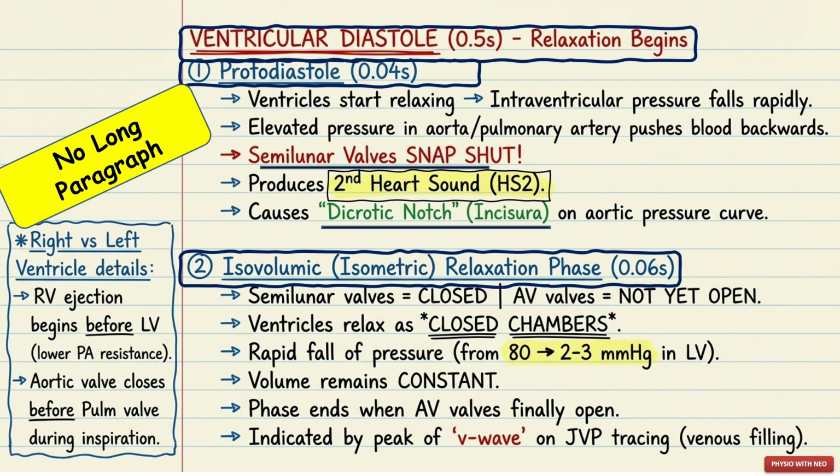The second phase is the isovolumic relaxation phase, about 0.06 second. Here the semilunar valve closes and the AV valve is not yet open, so the ventricle relaxes as a closed chamber. The effect is that the pressure decreases from 80 to 2 to 3 mm of mercury. Since the volume remains constant, this phase is called the isovolumic relaxation phase, and it is responsible for the V wave in JVP. One important point to note here is that right ventricular ejection begins before the left ventricle, and the aortic valve also closes before the pulmonary valve during inspiration.